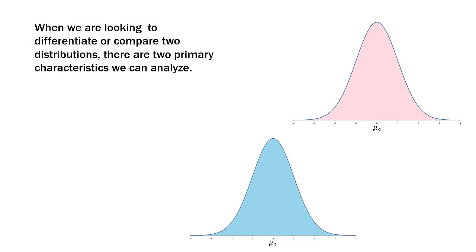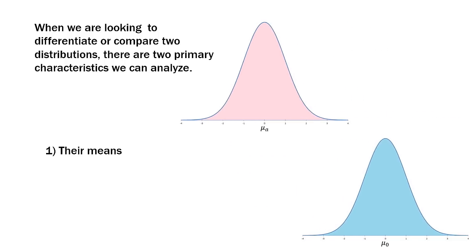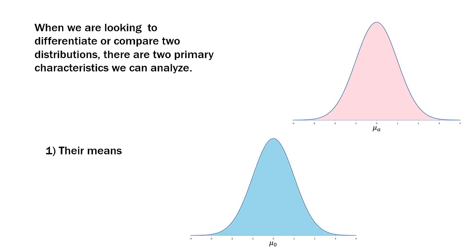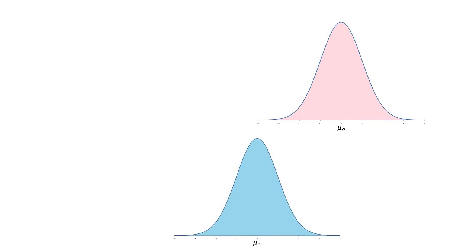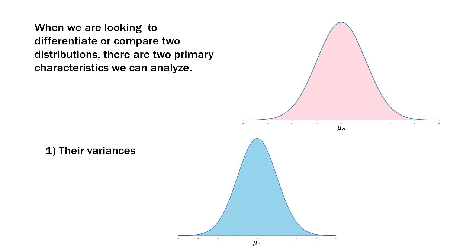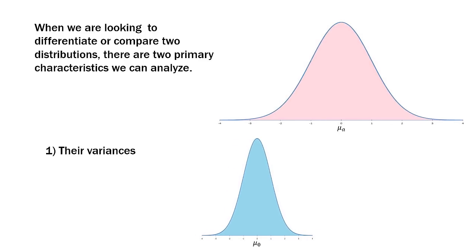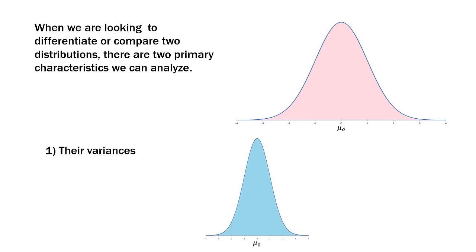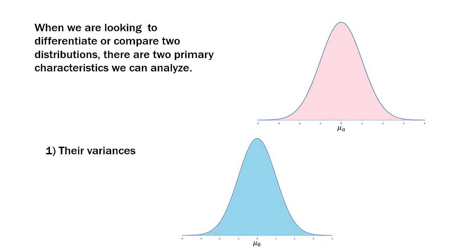Now, when we are looking to differentiate or compare two distributions, there are two primary characteristics we can analyze. We can look at the location of their means. So where is one population's mean relative to the other? Are they far apart or are they close together? Do they line up? The other thing we can look at are their variances or their spread. So does one of the populations have a higher variance or higher standard deviation than the other? Is it wider in its distribution or is it narrower?